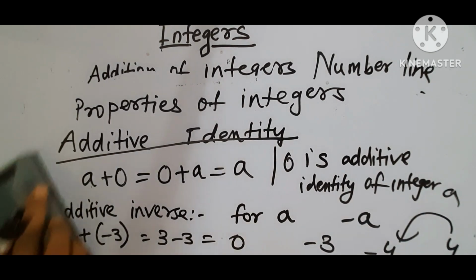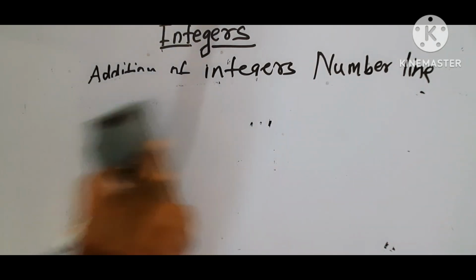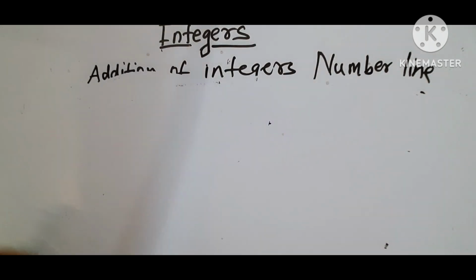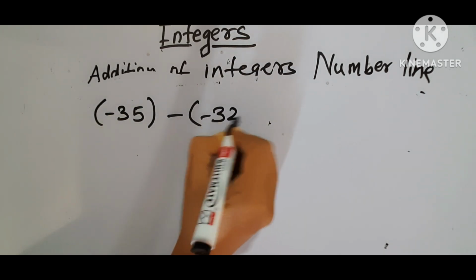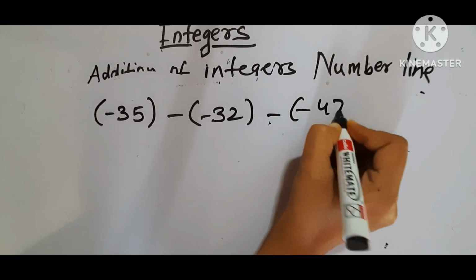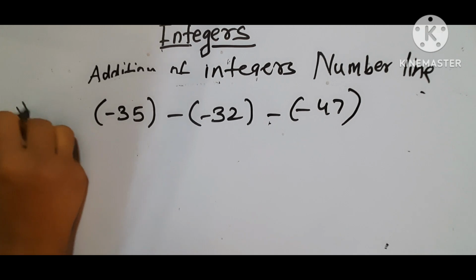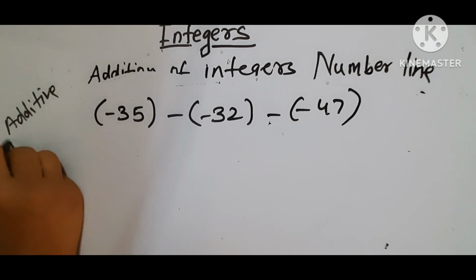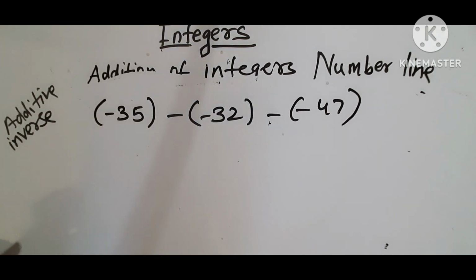Okay, now let's take one example. Like in our previous example, what we have seen is in this example, minus 35 minus 32 minus 47. In this case, they have asked us to find out the additive inverse of this number. Now this is important. What we'll do, we'll solve the problem the way we have solved previously. Okay, but the answer you have to write in additive inverse in the options.